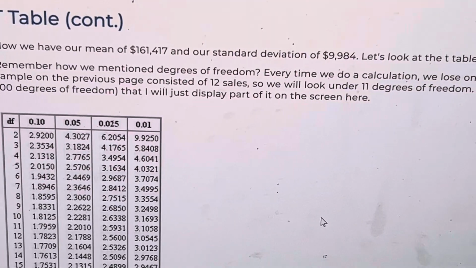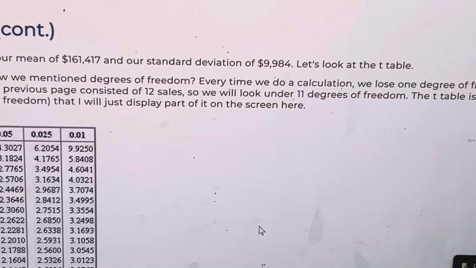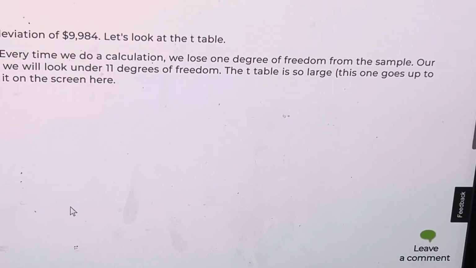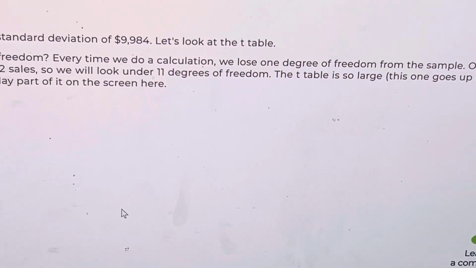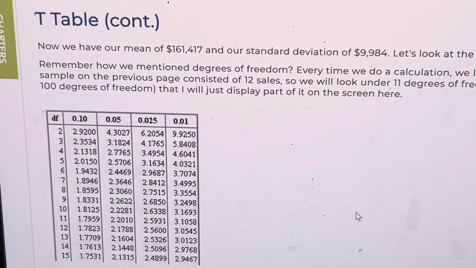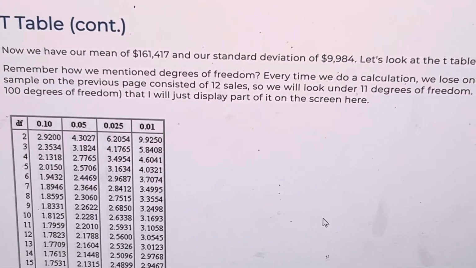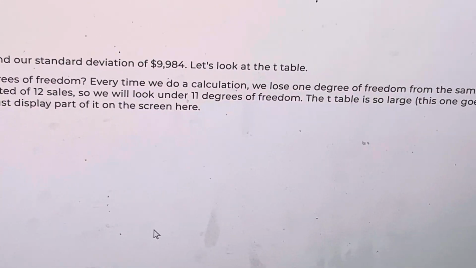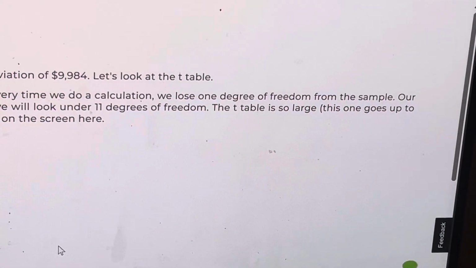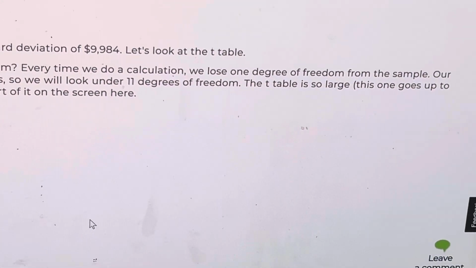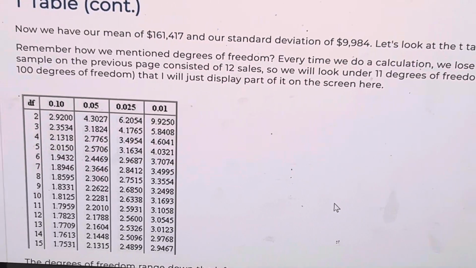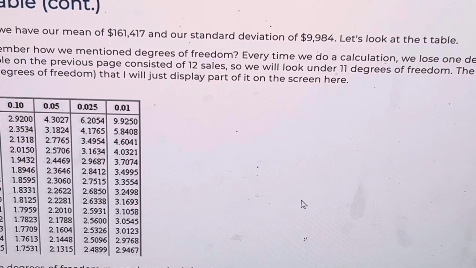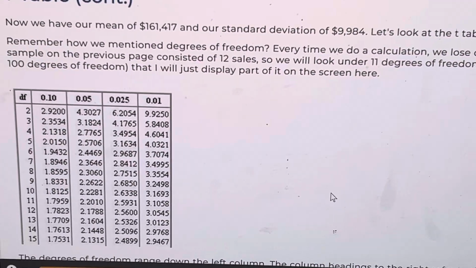Remember how we mentioned degrees of freedom? Every time we do a calculation, we lose 1 degree of freedom from the sample. Our sample on the previous page consisted of 12 cells, so we will look under 11 degrees of freedom. The T-table is so large, going up to 100 degrees of freedom, that I will just display part of it on the screen here.